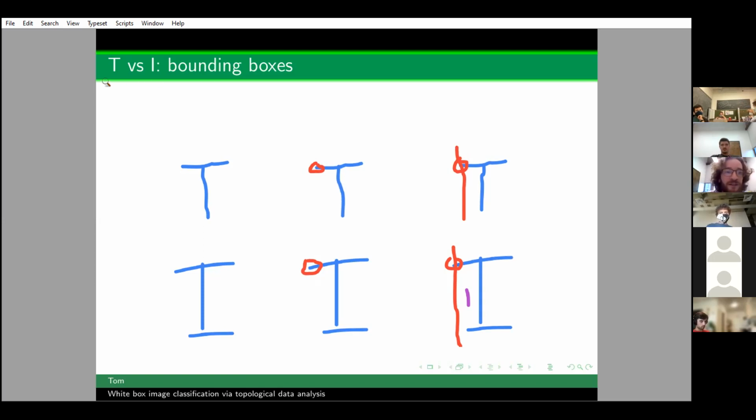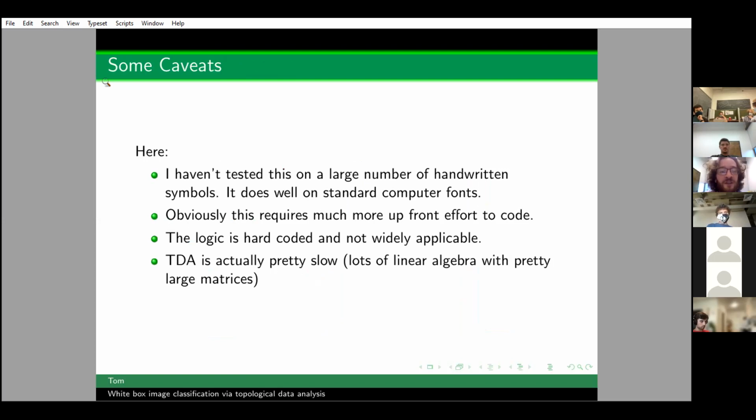Okay, so that's for the most part it. So some caveats, obviously, you've probably all realized this, but I'm too lazy to actually bother testing this on a lot of handwritten symbols. It does very well on standard computer fonts. It doesn't do well on something like Wingdings, but like Times New Roman, it's fine. And I have had my family write a letter, and so far it actually does fairly well. But to be honest, it probably won't come nearly close to the accuracy that you would get with an actual neural net.